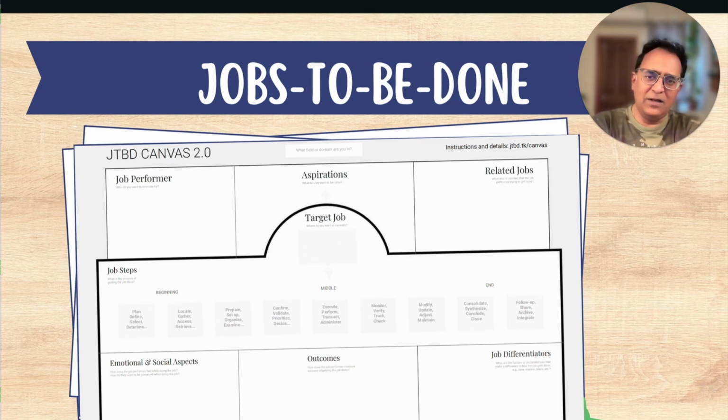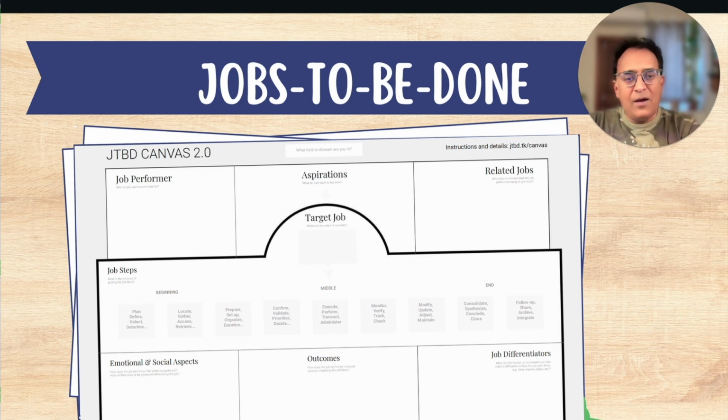For example, if you look at their canvas itself, again, I will provide the link in the description. Please go ahead and download it. It's free, so I'm not violating any rules of the road. You can download it. I'm just showing you a snapshot for you to relate to when you download it. So, job performer, aspirations, related jobs, and the target jobs, and that's what they start looking at.